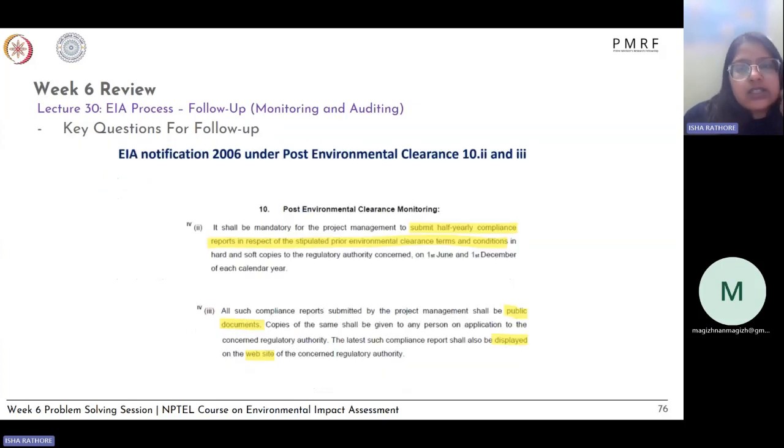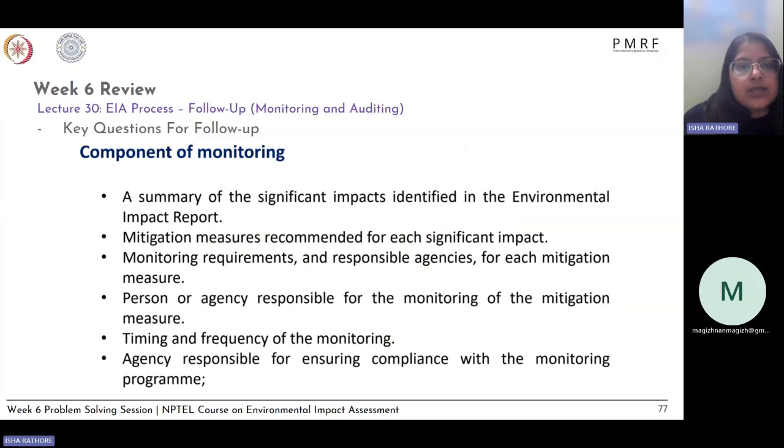Then we had the post-environment clearance monitoring, as I highlighted, by the EIA notification of 2006. Under Section 10, which is the post-environment clearance, they are required to submit a half-yearly compliance report in respect to the stipulated prior environment clearance terms and conditions. And they should be public documents. They should be made public, and they should be displayed on the website of the concerned developer or authority where the project has been listed as well.